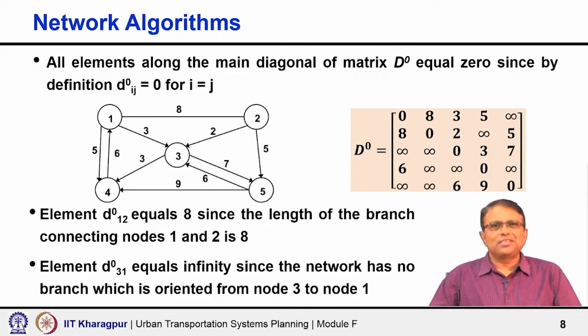Similarly, all other cells you can fill up: say 2 to 1 is 8, 2 to 2, obviously, the diagonal elements will all be 0, 2 to 3 is 2, but 2 to 4 again there is no direct connection, so it is infinity, and 2 to 5 there is a direct connection, so the value is 5. Like that I follow for my D 0 matrix, the initial matrix.